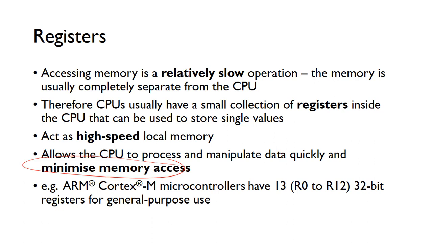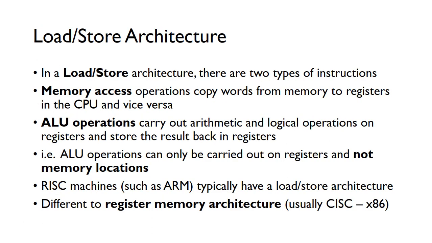For example, the ARM Cortex microcontrollers only have 13 general-purpose registers inside, and each register is 4 bytes. You can see that the size is very, very small compared to RAM. You might have in a PC 16 gigabytes of RAM or several terabytes of hard disk. Having just a few bytes inside of the CPU isn't a lot, but it makes the whole process much quicker. I just want to mention the load store architecture.